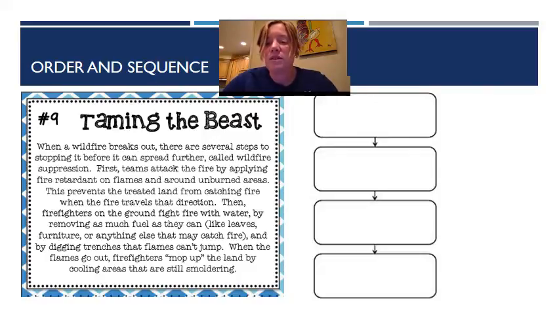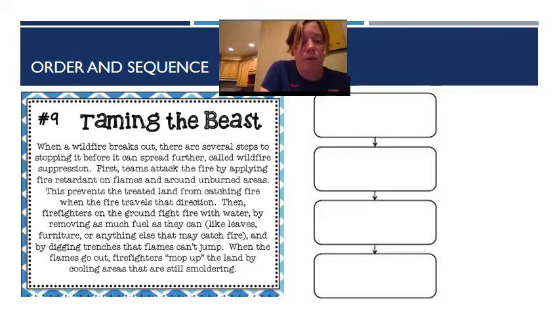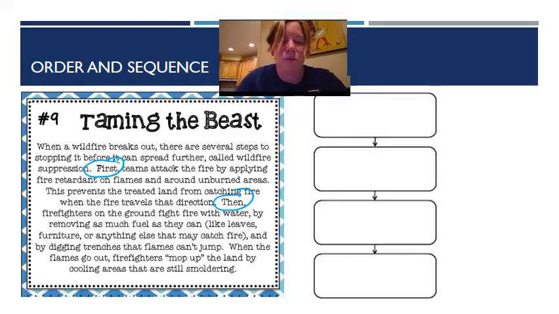My keywords in this one tell me that it's definitely going to be order and sequence because look, I've got the word first, then, and somewhere else I think there's another one in there. Can't find it right this second, but I know that it's order and sequence because it's telling me the order that they do things. First, they do?